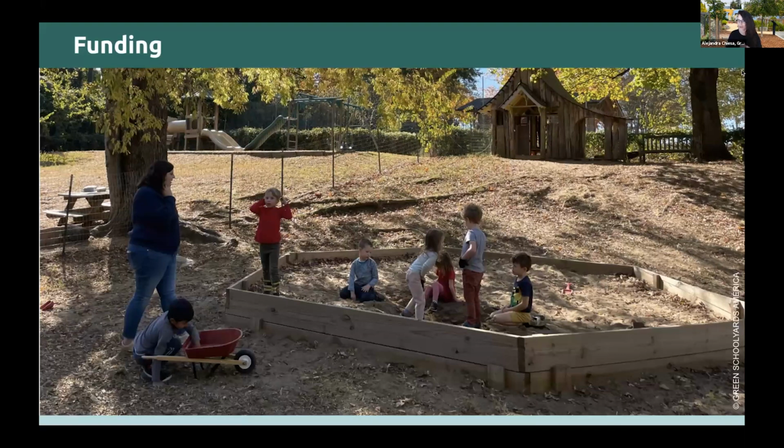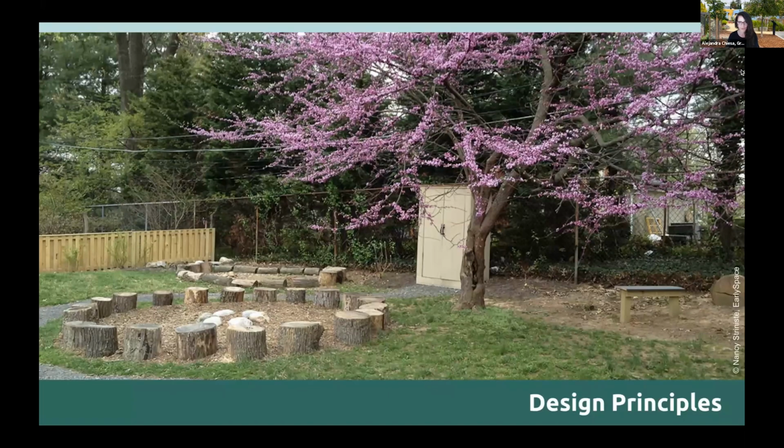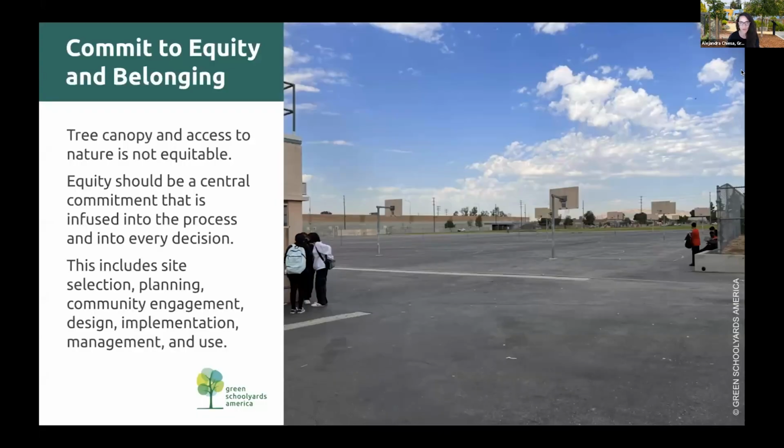Now that you've learned about the context, I'm going to go into the design principles. We're not designing schoolyard forests in a vacuum, so it's important to take the context into account. Let's delve into the key principles to keep in mind when designing a schoolyard forest. First of all, we know that tree canopy and access to nature are not equitable. Communities with the lowest income and communities of color have the fewest trees and the hottest climates. Equity should be a central commitment that is infused into the process and into every decision. It's not something you do as a cherry on top; it's a commitment. That includes all decisions, from site selection, planning, community engagement, design and implementation, to management and use.